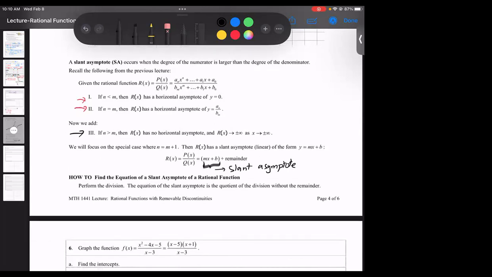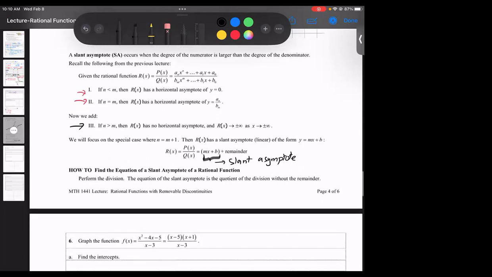How do I find a slant asymptote? Well, we did the synthetic division for review. We're gonna use the division, and then the equation of the slant asymptote is the quotient of the division without the remainder. And that quotient has to be in linear form. It's always a line, so it has to be in linear form.